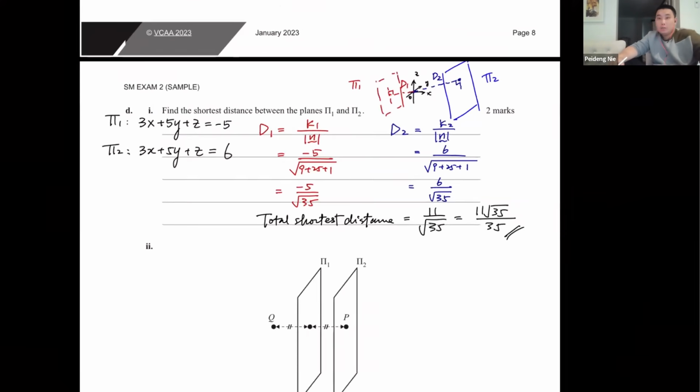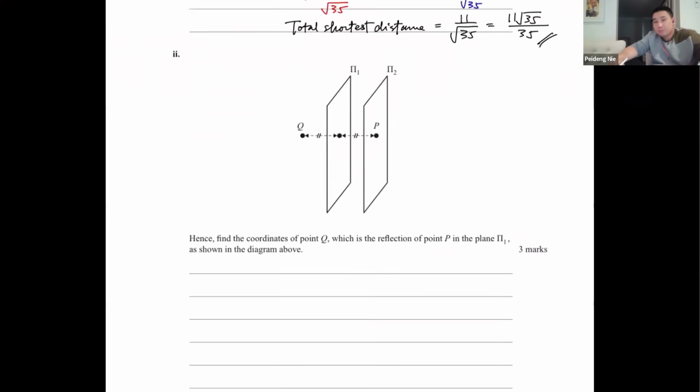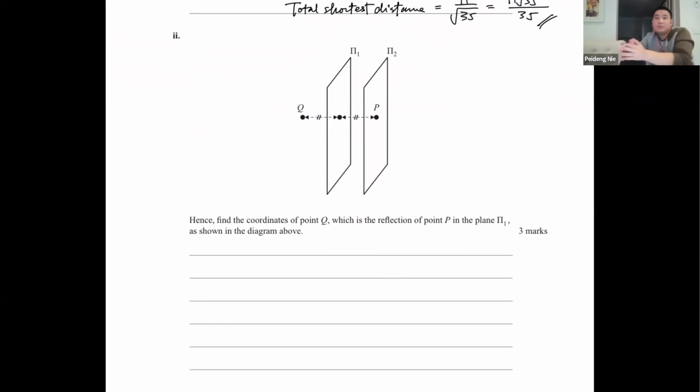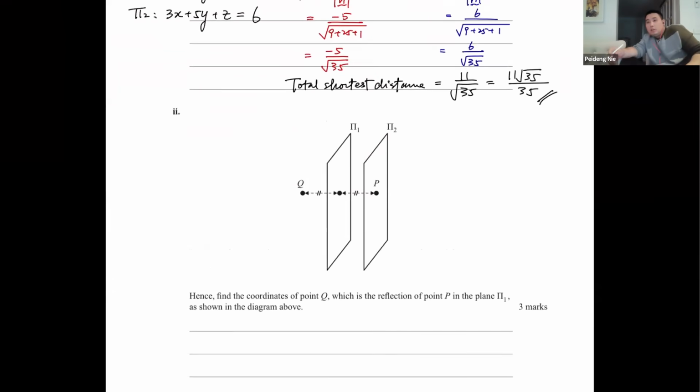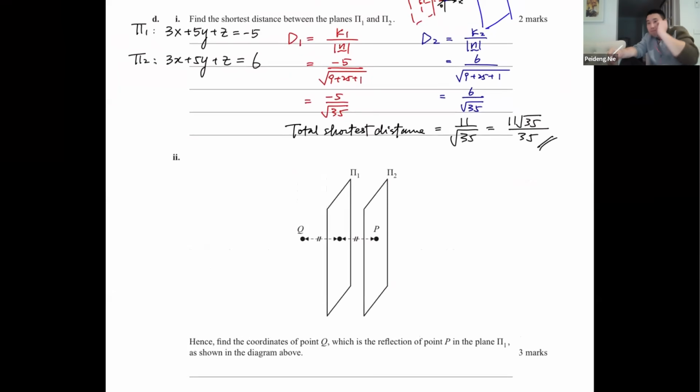Okay, simple as that. Now, have a look at this one. Hence, find the coordinates of point Q, which is the reflection of point P in the plane pi 1, as shown in the diagram above. Well, that phrase "hence" here implies you need to use the equidistant property.